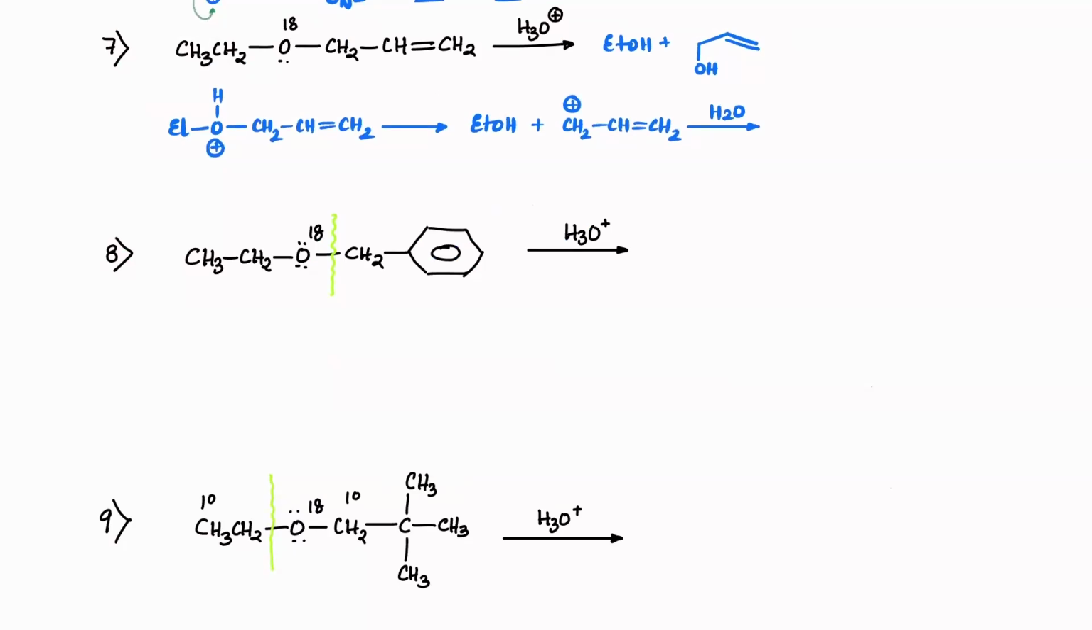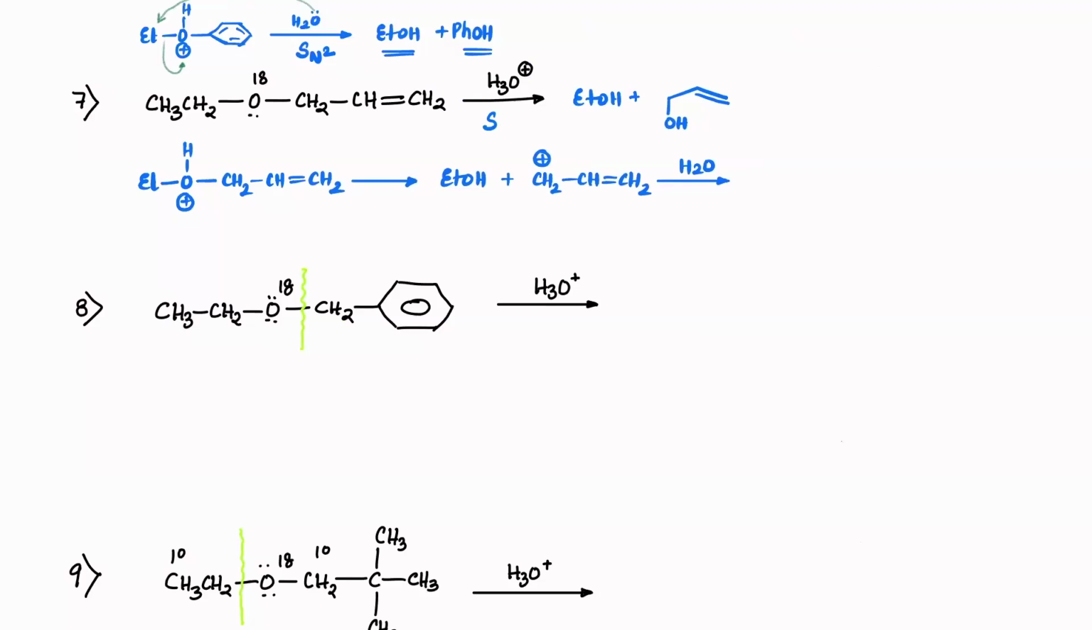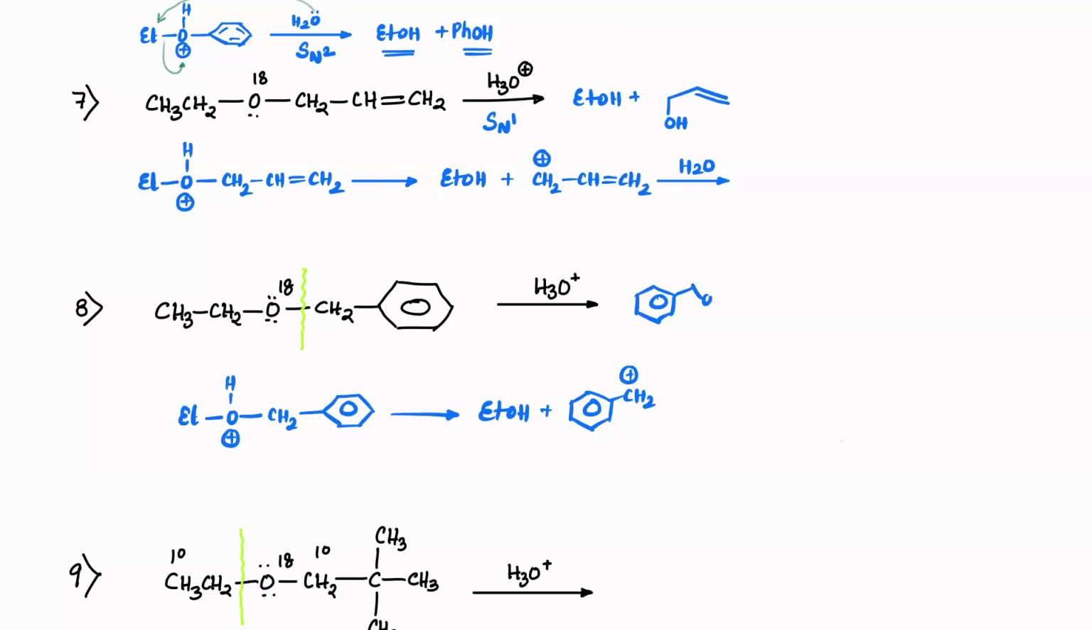That same is the case with the eighth one, everybody. This is going to follow SN1 as well. That means the bond breaking will happen here. So if I write the mechanism, first protonation would occur, with CH2 and the benzyl group here. This will break into EtOH plus benzyl carbocation. Benzyl is a very stable carbocation, and that's the reason you will report the product as benzyl alcohol plus ethanol via SN1 mechanism, and the isotopic oxygen will go with ethanol.